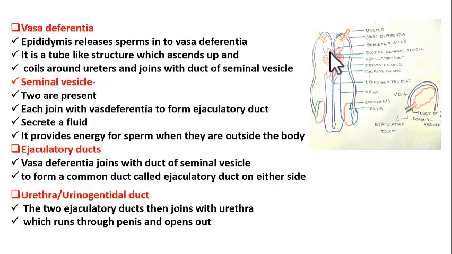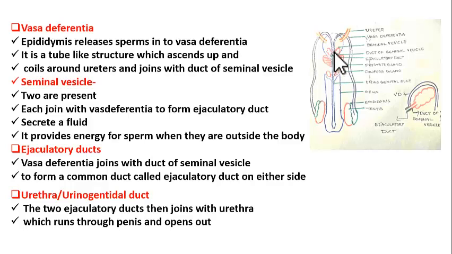Now seminal vesicle. So seminal vesicle, how many are there? Two seminal vesicles are there. They are actually glands. Glands means secretory organs. They secrete certain substances which have some function. So these seminal vesicle glands secrete a fluid. What fluid is that? It is called seminal fluid.